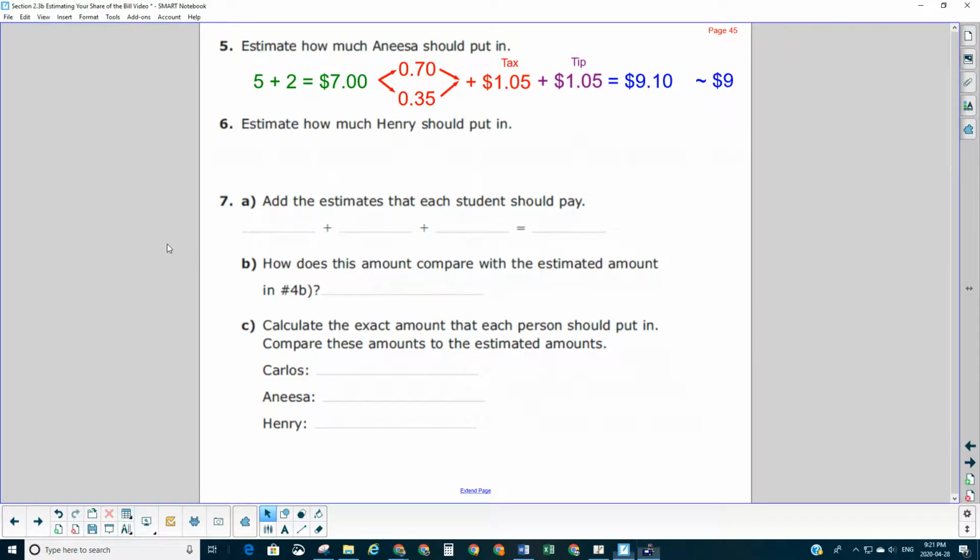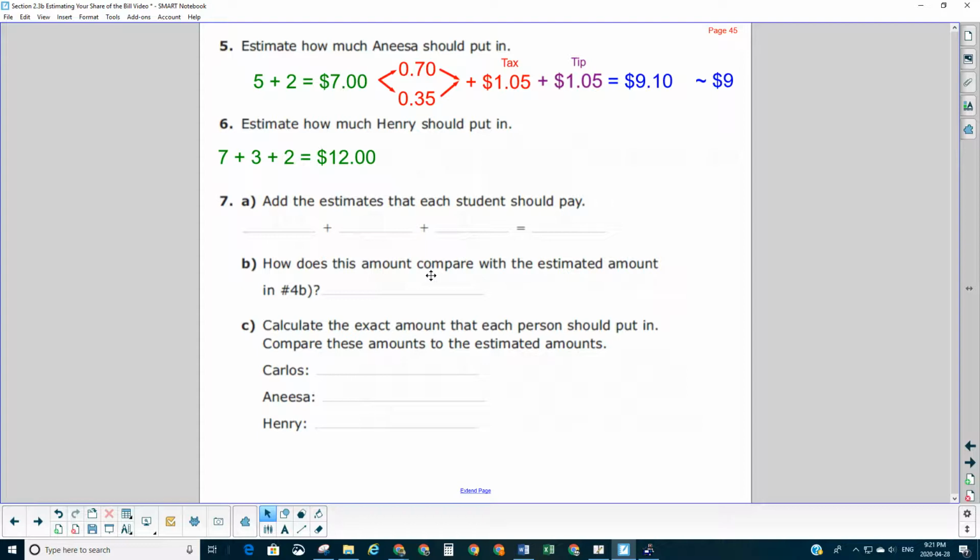Okay, so let's try and do Henry now. If you look in your workbook at Henry, he had the most expensive thing. He had the pasta, some ice cream, and a juice. So I'm going to estimate that as $7 and $3 and $2, and we're going to do $12 as an estimate. You can pause the video right now and try the tax, the tip, and the total on your own, and then come back and see how you did.